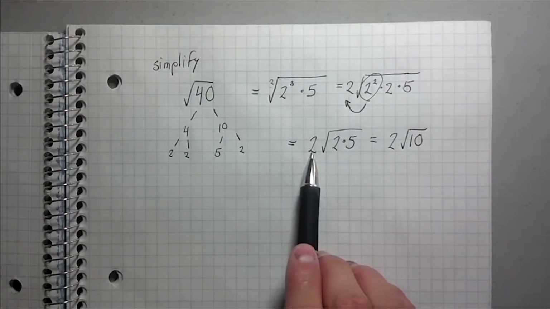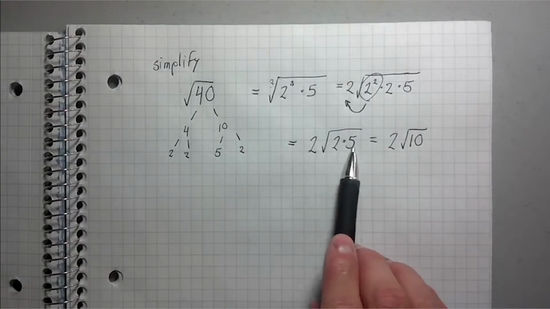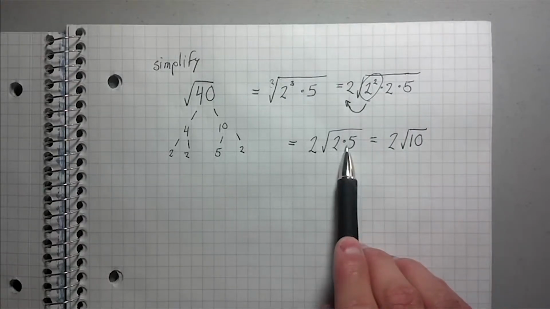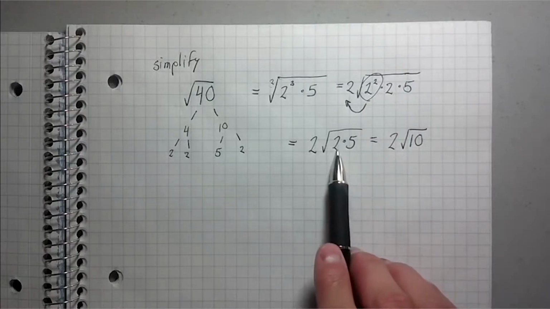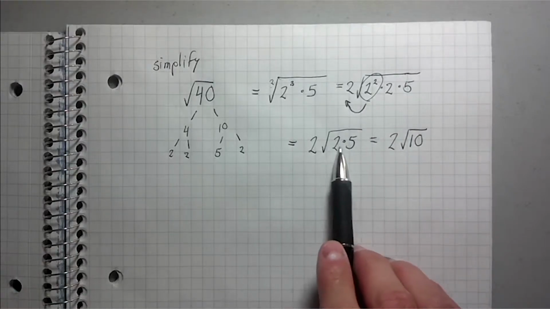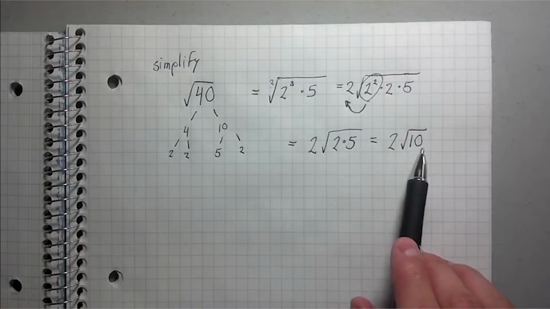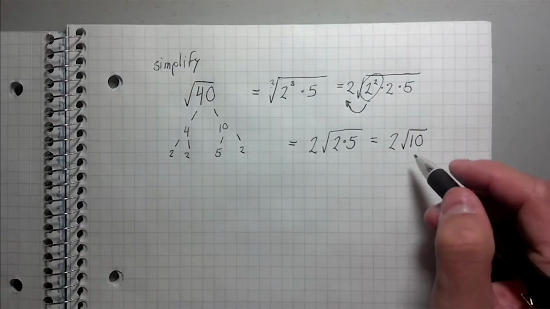Now, the reason there's a 2 and a 5 in here is because that is what was left when I pulled out this 2 squared. And so I just rewrote it by multiplying back together these 2 factors that I can't take out, and I finally got 2 times 10, or 2 root 10. So that's the process.